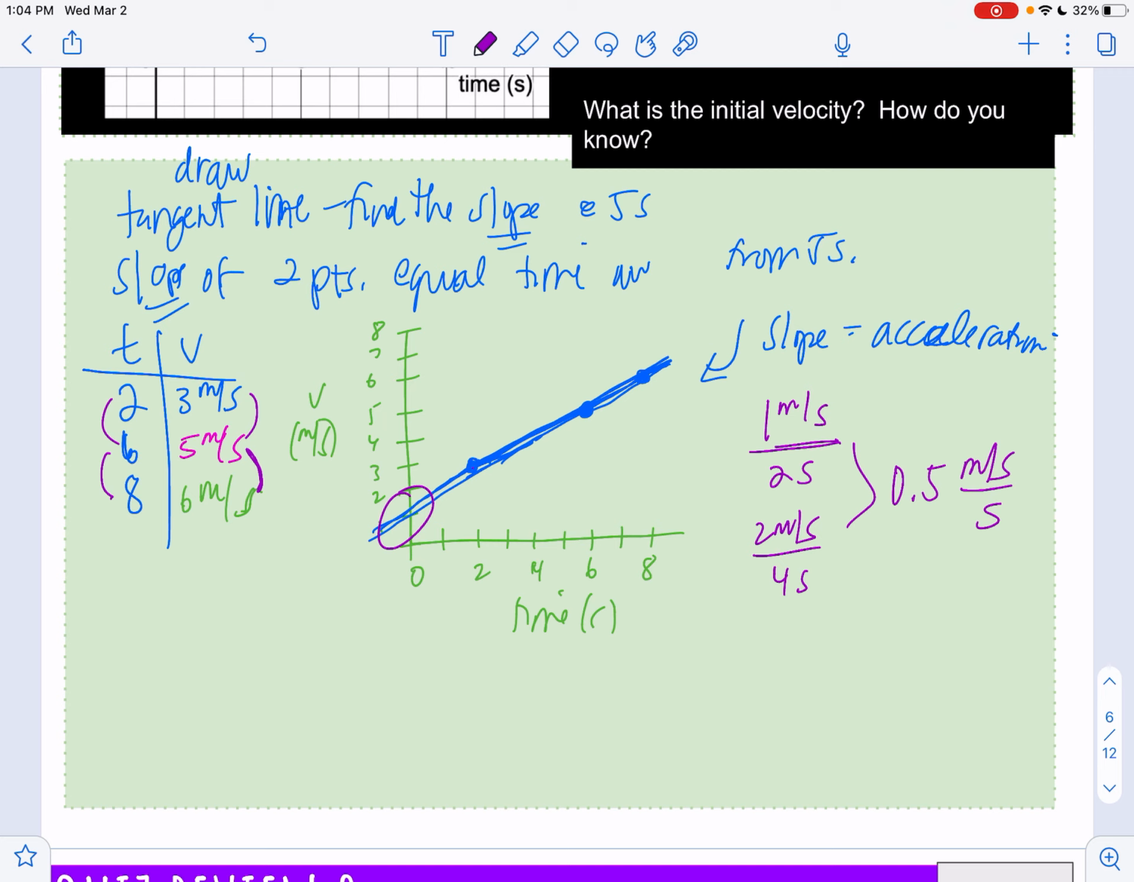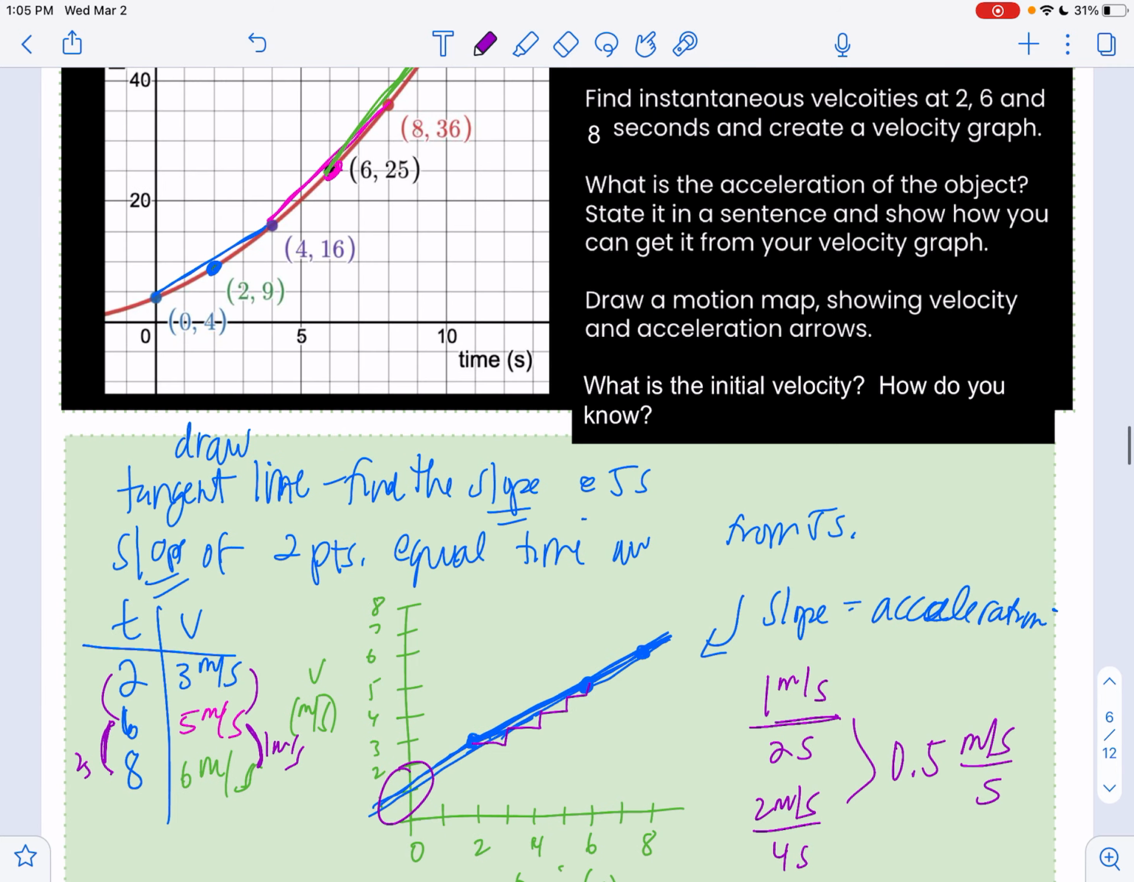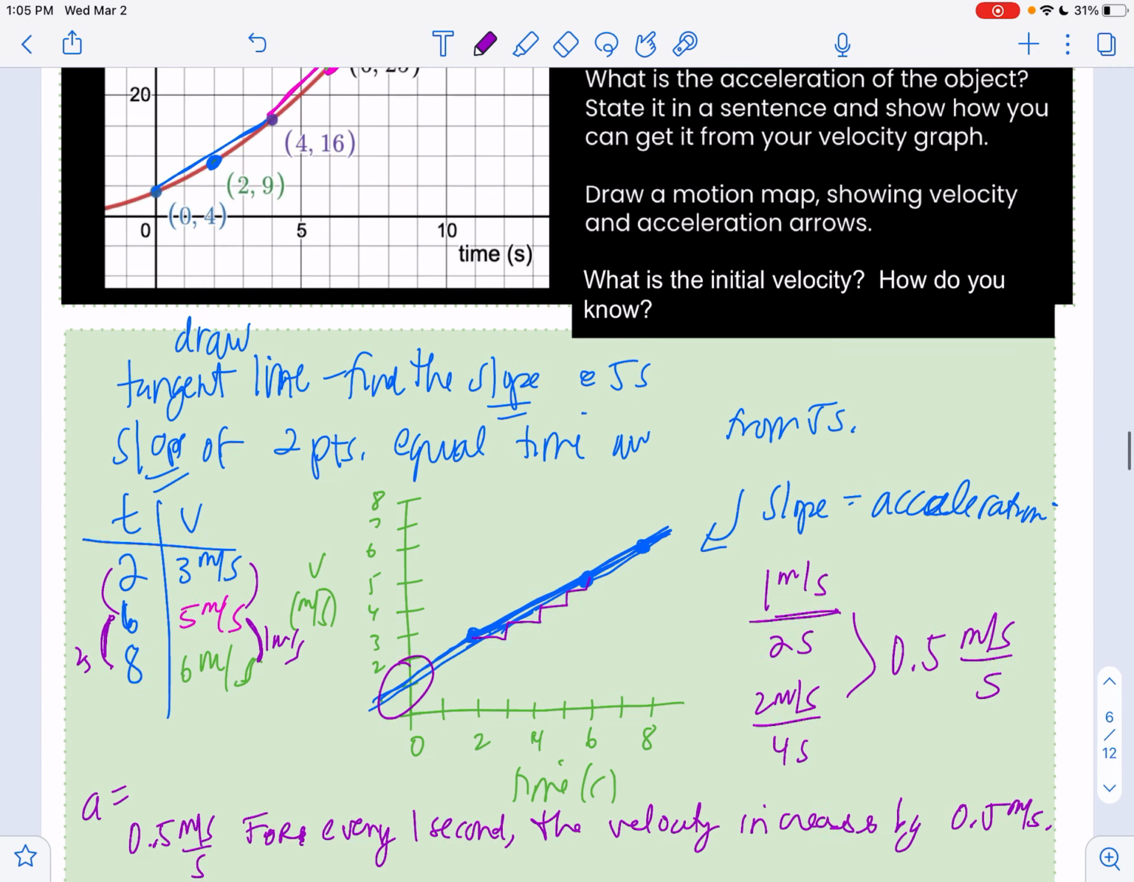So every time I go over 1, up a half, over 1, up a half, over 1, up a half, etc. So the acceleration is 0.5 meters per second squared, which in a sentence means for every 1 second, the velocity increases by 0.5 meters per second. Because in 2 seconds, it increases by a full one. So that's going to be my acceleration, and that's how I got it from the graph.